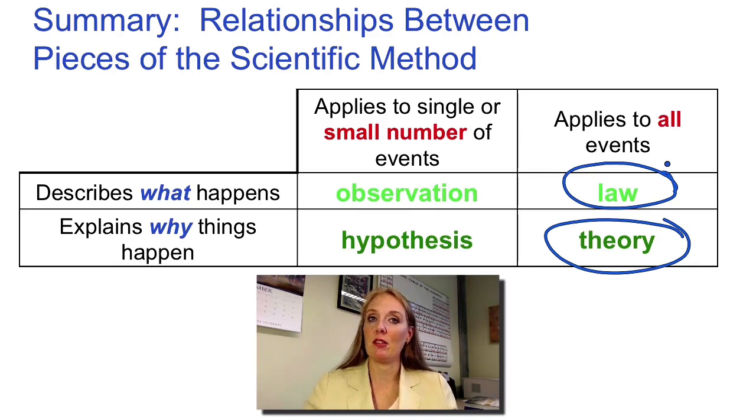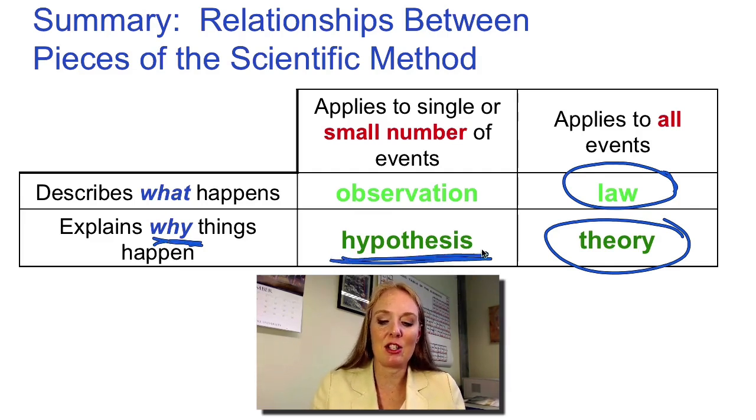Now, sometimes students are confused about what's the difference between a hypothesis and a theory. A hypothesis and a theory are both very similar, as you can see. They both explain why something happens. But a hypothesis is an explanation of why something happened today, to me, to a small number of events, whereas a theory is an explanation of why something happens that applies to all events over a large period of time.